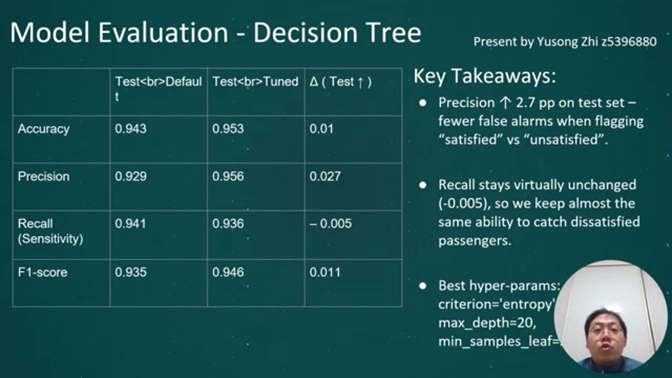For the decision tree, tuning with entropy split, max depth 20, and samples per leaf less than 5, yields a 2.7 point precision gain with recall virtually unchanged. We flag far fewer false positives without missing dissatisfied flyers. Accuracy rises by 1 point, confirming that this tree strikes the sweet spot between complexity and generalization. This result is a clear, reliable rule set for targeting service fixes.